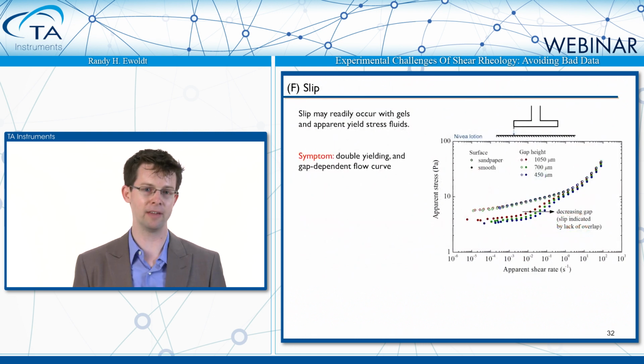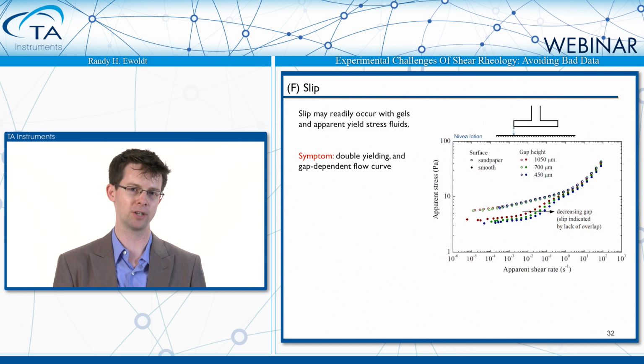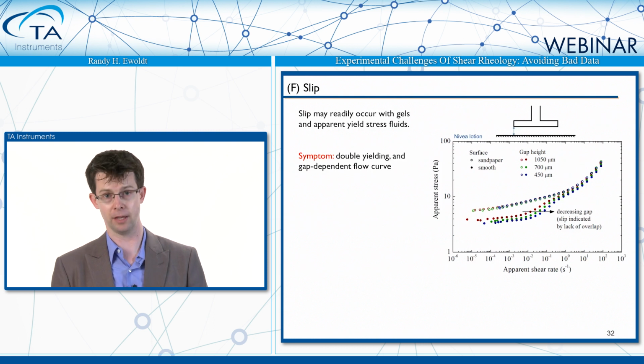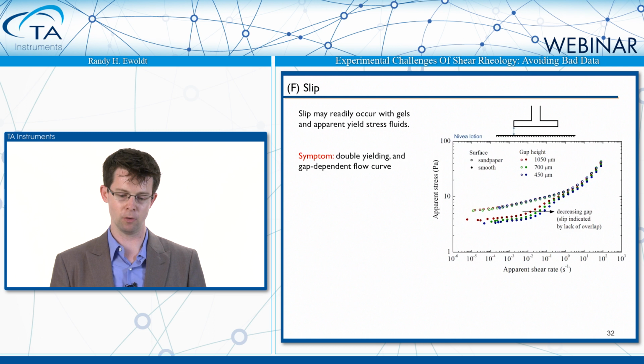Now we get to maybe my favorite topic, which is slip, but I don't spend that much time on it. But slip is one of the most common things you see if you're dealing with structured liquids, especially dramatically shear thinning materials, especially yield stress fluids. And what are the signatures you're looking for?